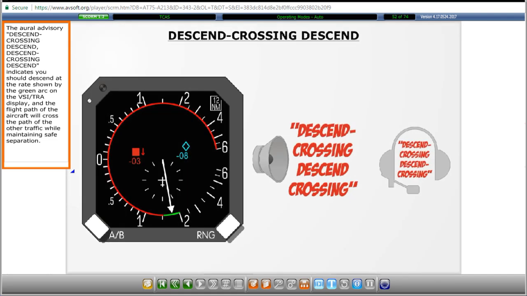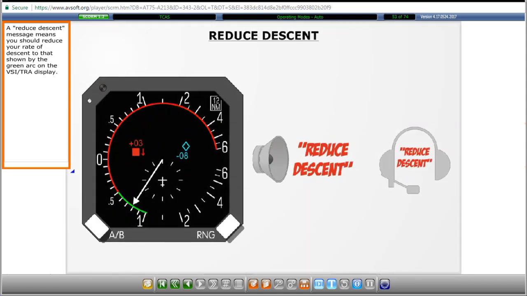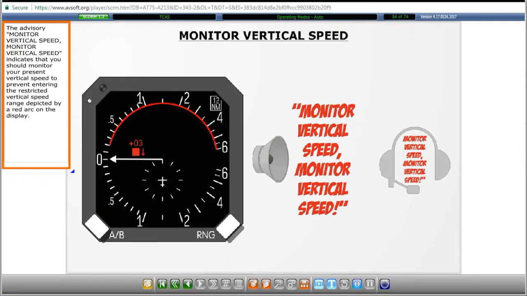The oral advisory "descend, crossing, descend, descend, crossing, descend" indicates you should descend at the rate shown by the green arc on the VSI TRA display, and the flight path of the aircraft will cross the path of the other traffic while maintaining safe separation. A reduced descent message means you should reduce your rate of descent to that shown by the green arc on the VSI TRA display. The advisory "monitor vertical speed" indicates that you should monitor your present vertical speed to prevent entering the restricted vertical speed range depicted by a red arc on the display.